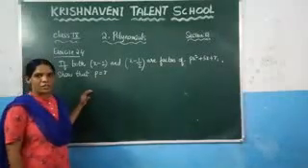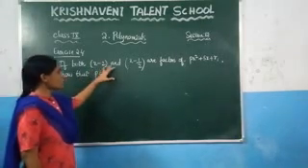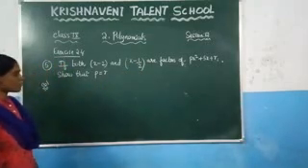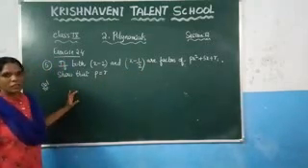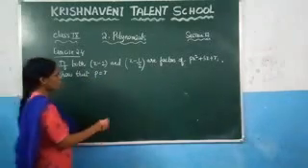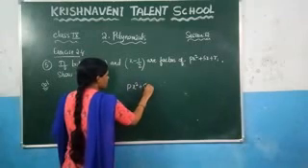Now you are going to solve the next problem. Here, what is the question given? If both x minus 2 and x minus 1/2 are factors of px square plus 5x plus r, then you need to show that p is equal to r. So here, the given polynomial is px square plus 5x plus r.